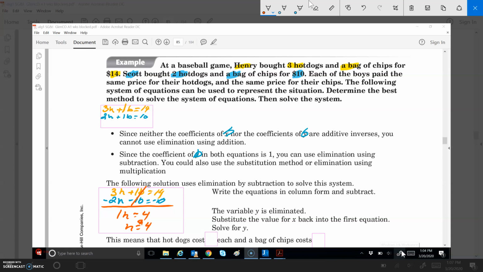Okay. And so the hot dog costs $4. And a bag of chips. How do we know how much a bag of chips costs? Well, let's plug it back in. Doesn't matter which one. Let's use the top. So 3 times 4 is 12 plus B equals 14. 14 minus 12, B equals 2. So each bag of chips is $2. Alright.